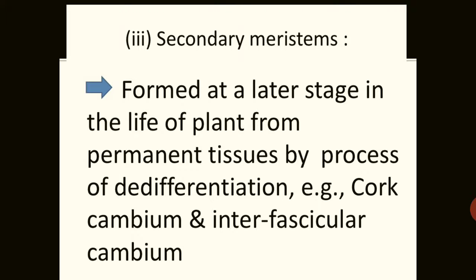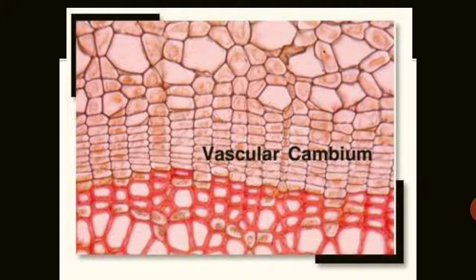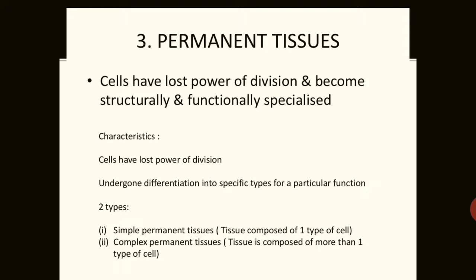When the dedifferentiated plant cell once again loses its capacity to divide, it becomes mature, and this phenomenon is called redifferentiation. So there are two phenomena, dedifferentiation and redifferentiation. In dedifferentiation, the tissues regain the capacity of cell division, and in redifferentiation, the tissues lose their capacity to divide and become mature. In dedifferentiation, the cork cambium and interfascicular cambium are formed by the secondary meristems. These are the vascular cambium. It is found between the phloem and xylem tissues and is responsible for increasing the girth of the plant. Vascular cambium.